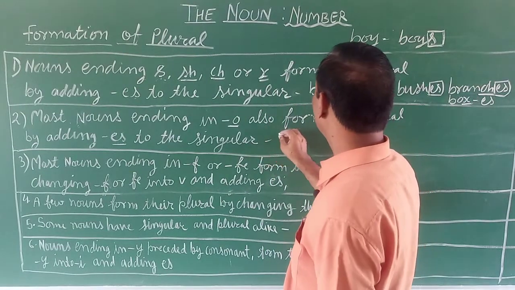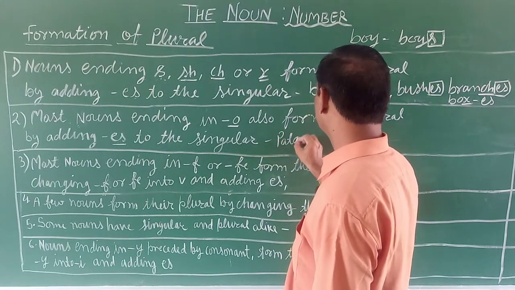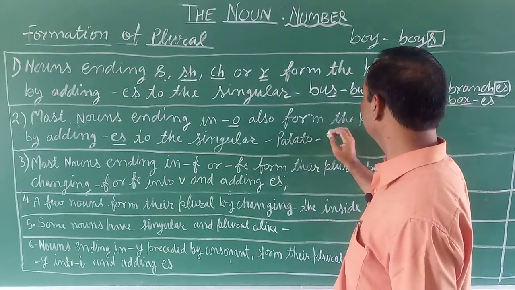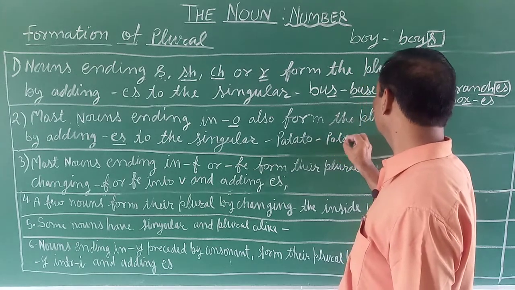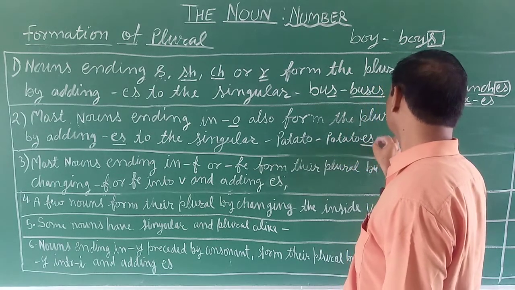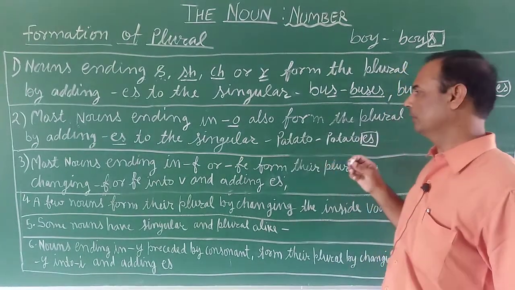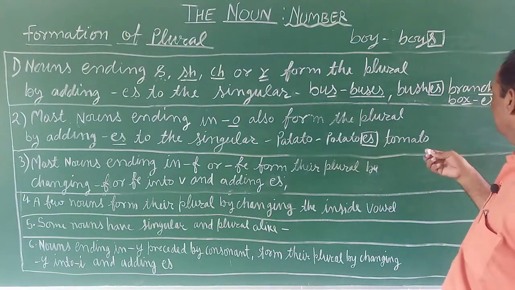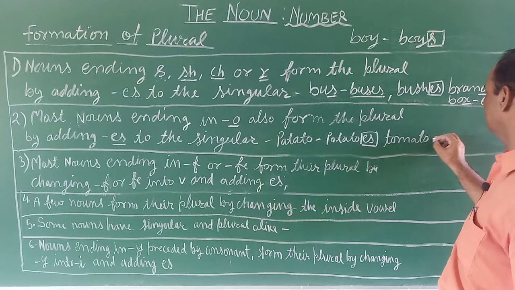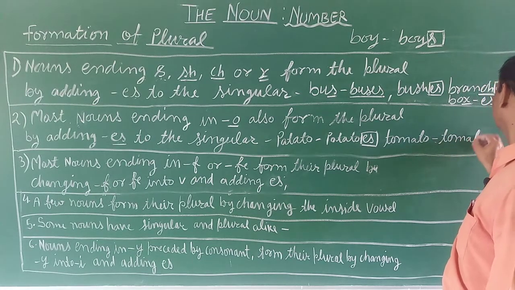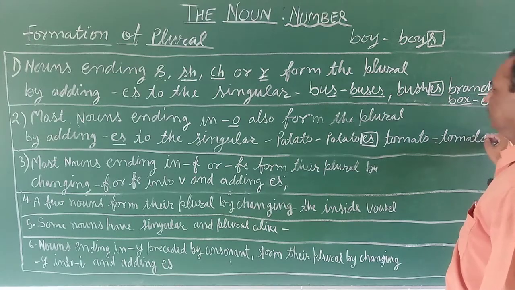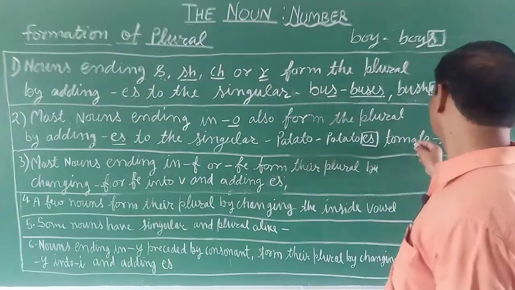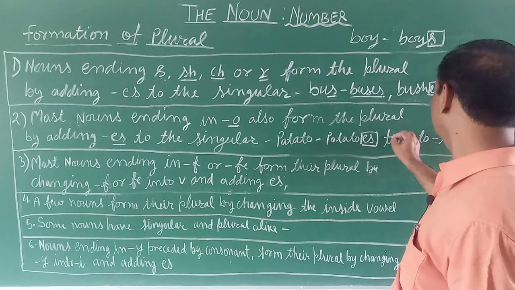As potato. So how to make plural of potato? We have to use ES. Potatoes. So ES you use to make plural. Tomato. So to make its plural, we have to use what? ES. So if it ends with O, then we use ES. Potato, tomato, etc.